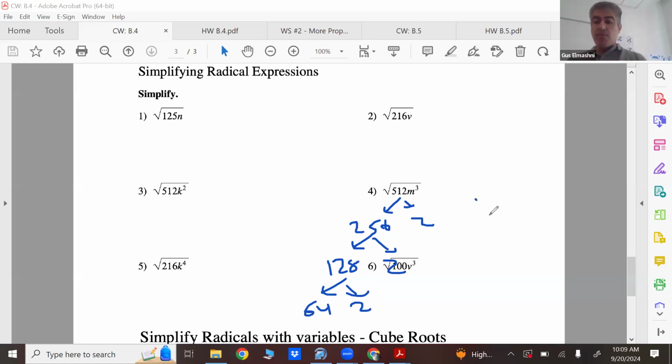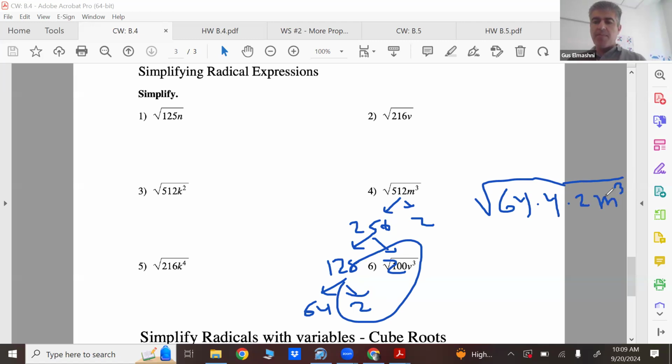Great. So you have root 64. And I have these two 2's, which is a 4. I have another 2. I have m cubed. Now m cubed, I'm just going to leave it like it is right now. So I have root 64, root 4, root 2, and root m cubed. Does that make sense so far, what I've done? How I broke it down?